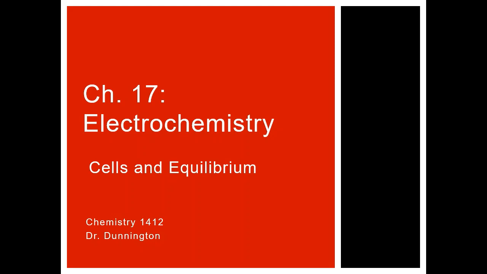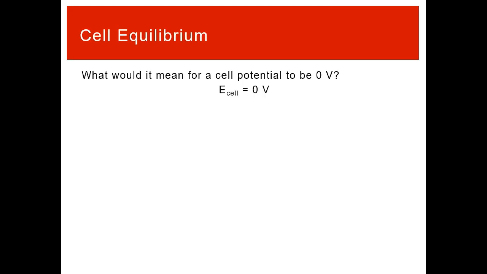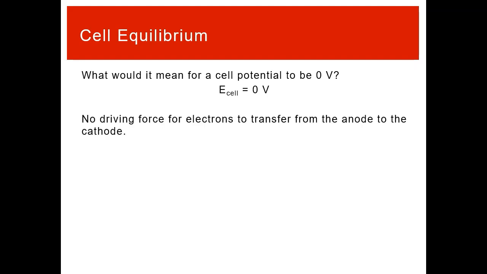Now we want to generalize some of these ideas that we've started with the Nernst equation by talking about cells and equilibrium. So what would it mean for a cell potential to be 0 volts? E cell is equal to 0 volts. That would tell us that there's no driving force for electrons to transfer from the anode to the cathode.